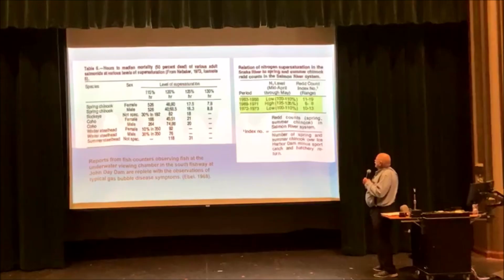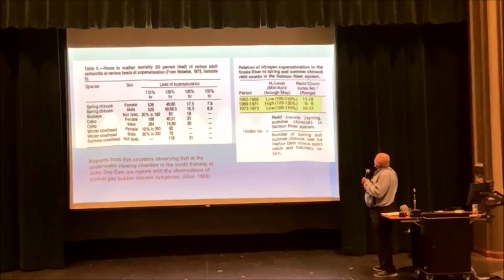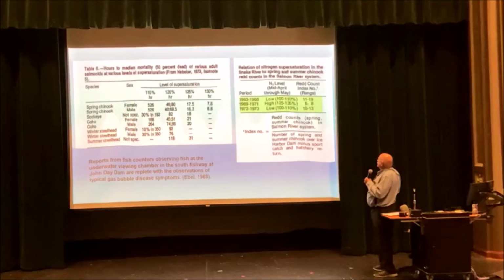Something that we don't hear much about now, but they did do then, was they looked at what the result was to the spawning ground counts. And this is from Idaho Fish and Game spawning ground counts, indexes that they explain how they're figured here, but the main point is that when they had that high gas supersaturation in those 2 years, the spawning ground counts went way down.